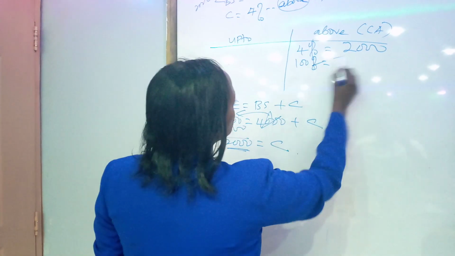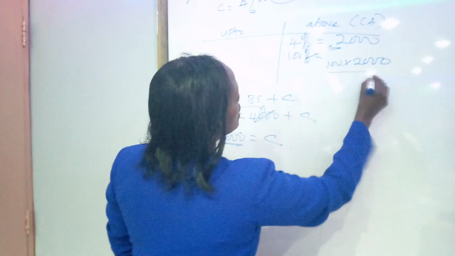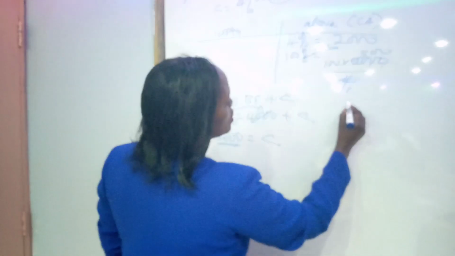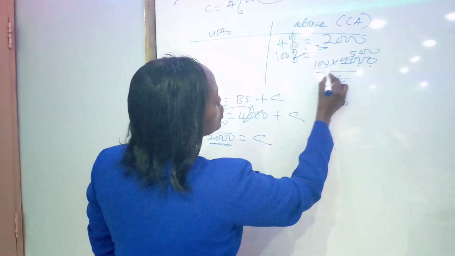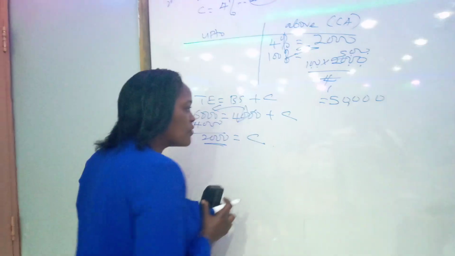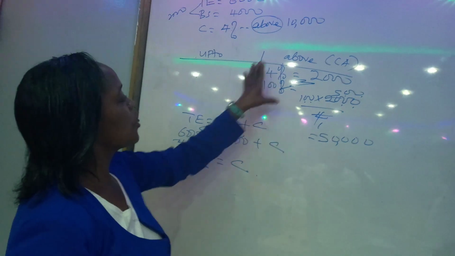Now cross multiply and divide. 100 times 2,000 over 4. 20 divided by 4 gives 5. Then the zeros: 1, 2, 3, 4. Then I punch it. I'll be very careful. This is just the commissionable amount, the money on this side.